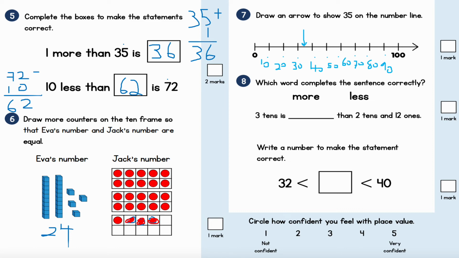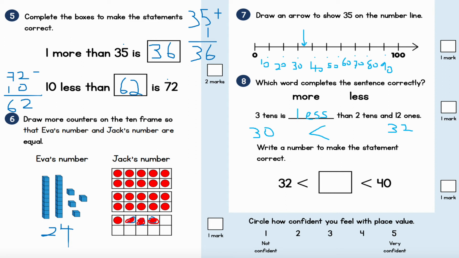Okay, this is question number 8. Which word completes the sentence correctly? 3 tens is something, then 2 tens and 12 ones. Well, that's actually less than, okay, because 12 ones means another 10 and 2 units. So this number here is actually 32, and this number here is actually 30. 30, we say, is less than. So we can use this little symbol, less than, 32.